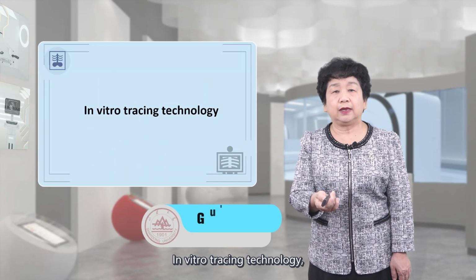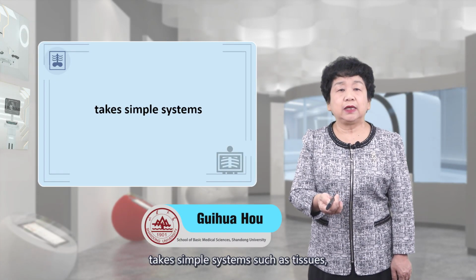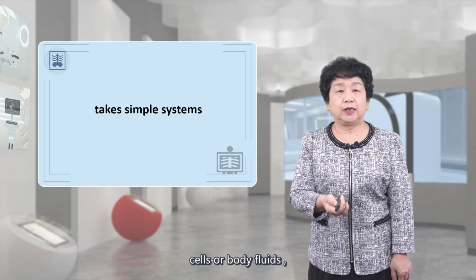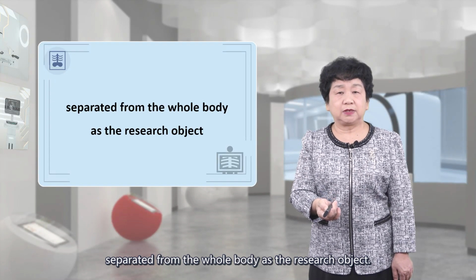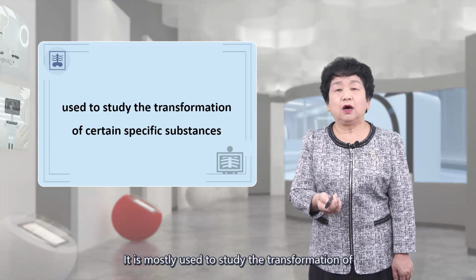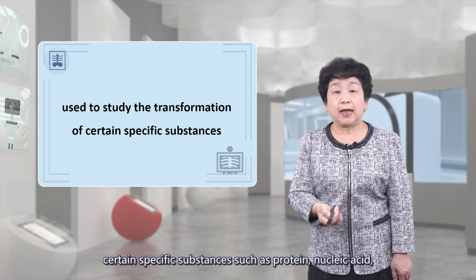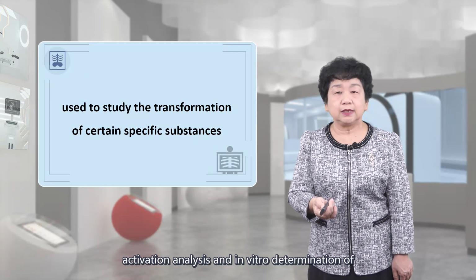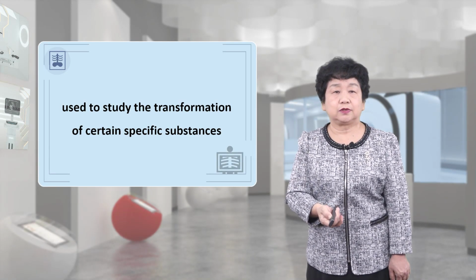In vitro tracing technique, also known as in vitro radioisotope tracing technique, they take sample system such as tissue, cell, body fluids. They separate it from the whole body as a research object. It is mostly used to study the transformation of certain specific substance, such as protein, nucleic acid, cytokinetics analysis, activation analysis, and in vitro determination of very low amount of substance.